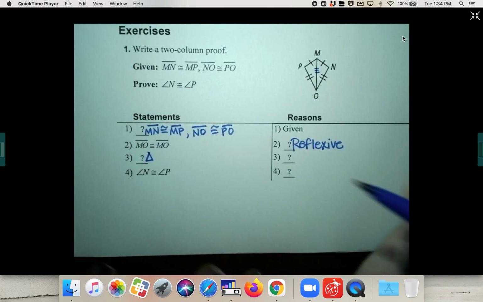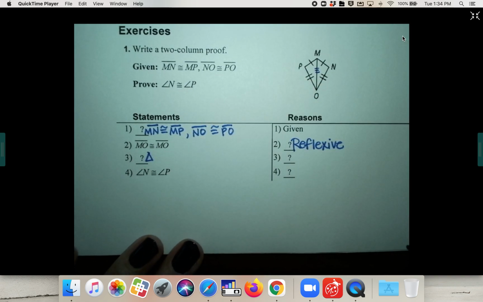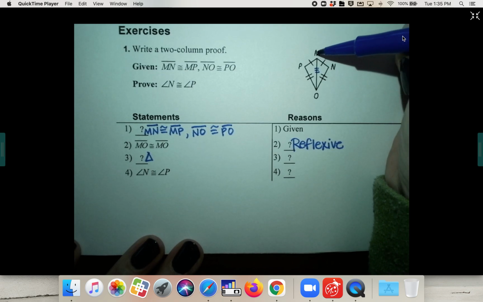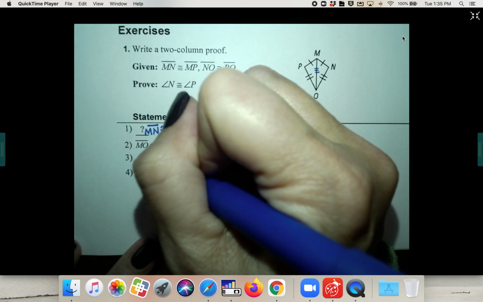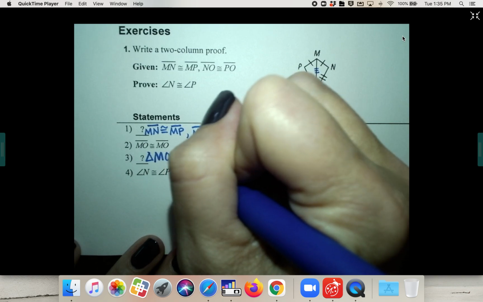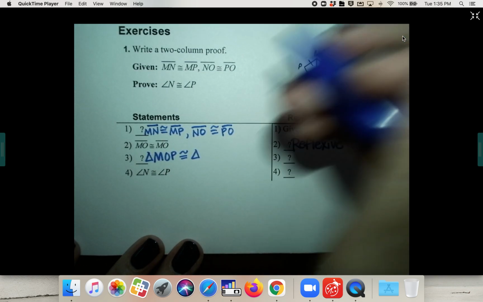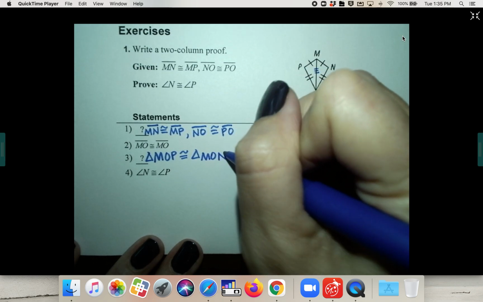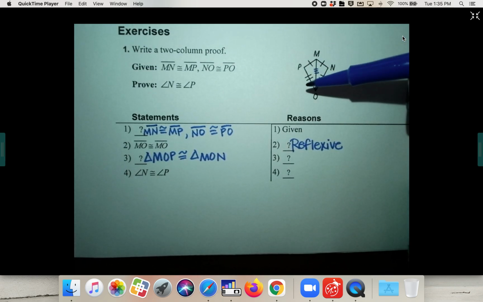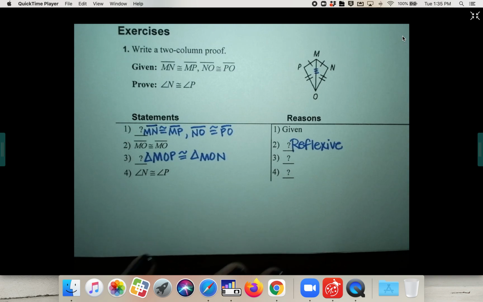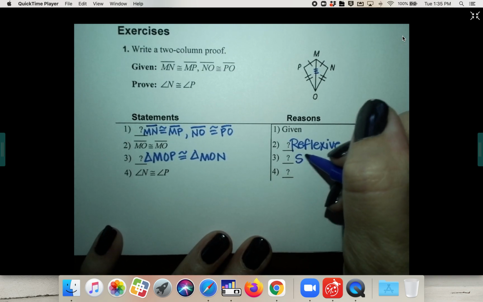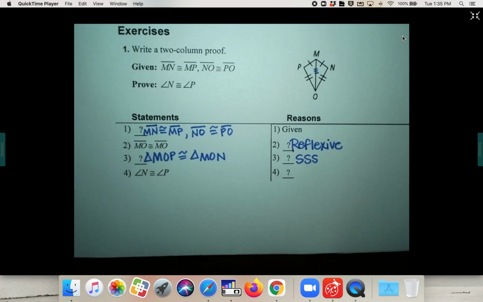So we need to now go ahead and prove that triangle, doesn't matter which one we start with, let's go MOP. Triangle MOP is congruent to triangle MON. And the reason is because side, side, side. So we've proven side, side, side in all three. So normally we'd be done here.